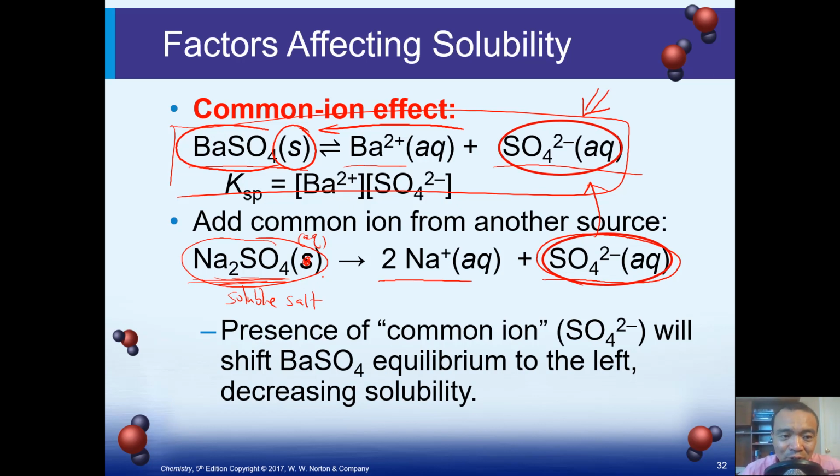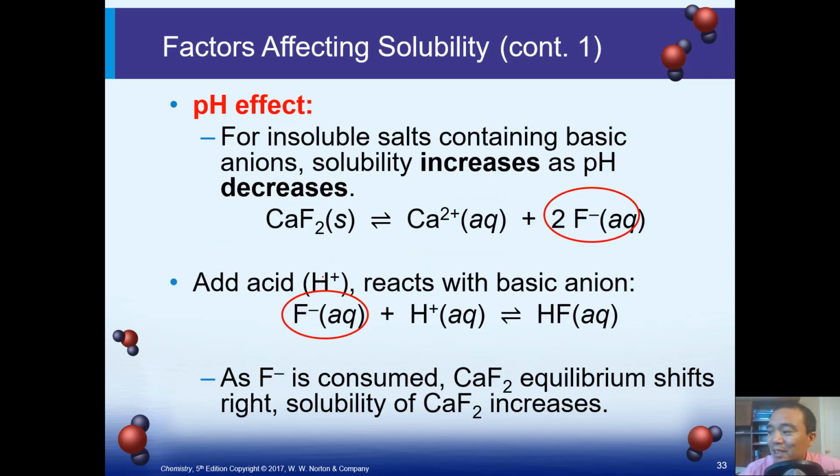Another factor will also affect the solubility. That's the pH, and this is called the pH effect. A decrease or increase in the pH will potentially change the concentration of, for example, the anion F-. In this case, calcium fluoride, which is an insoluble salt, is in equilibrium with calcium ion and the fluoride ion. When you add acid, or in other words, you decrease the pH.